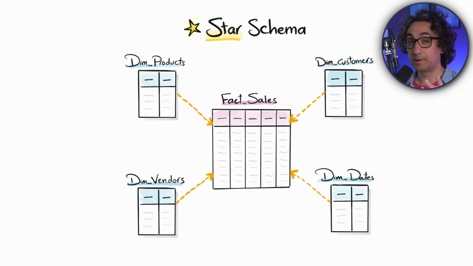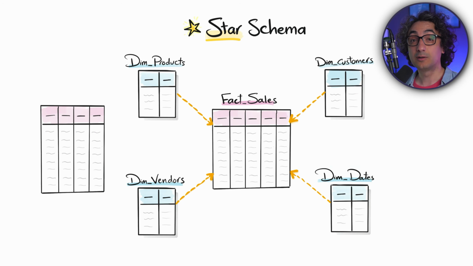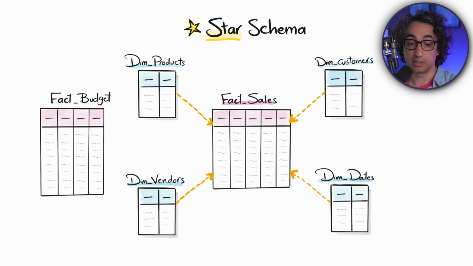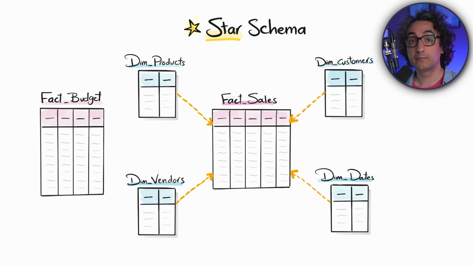Now, this time the dimension is not a problem, but the fact. In many scenarios in real projects, you will not have only one perfect fact that's going to serve all the reports. You might end up having more than one fact. For example, you have one for the sales and another one for the budget.